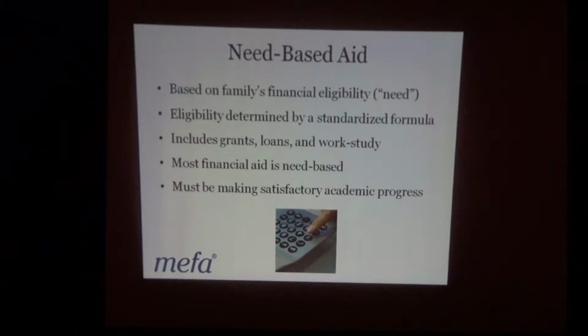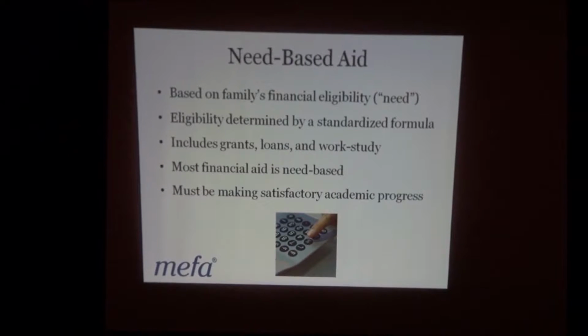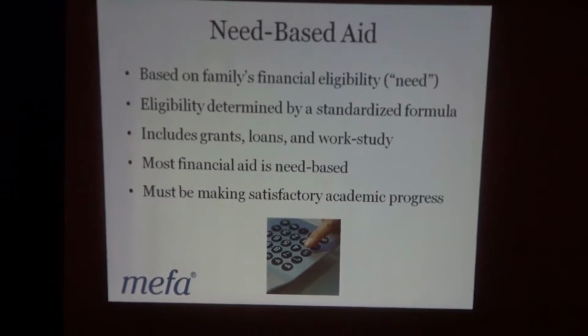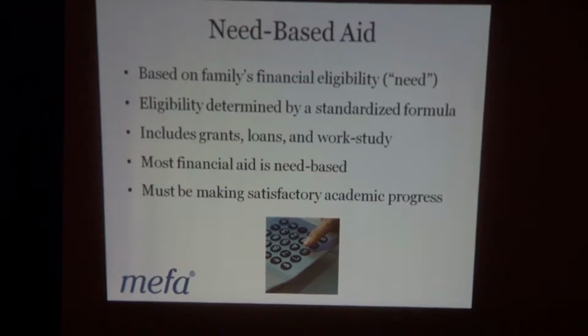This second bullet point, I always like to talk about a little bit, because this slide is generically talking about need-based aid, and it says eligibility is determined by a standardized formula. I just like to point out, as far as the federal aid is concerned, it absolutely is the same formula when you fill out the FAFSA form, and we'll talk about it. It determines the same amount of eligibility for any school for federal aid.